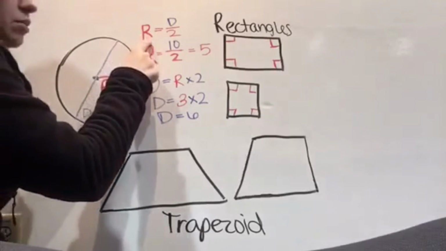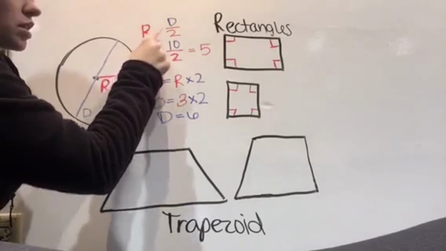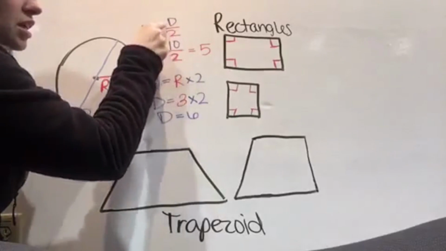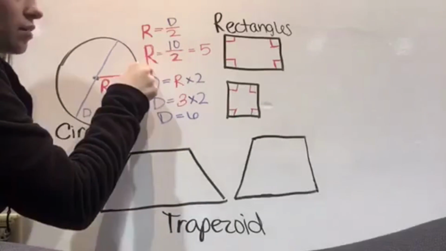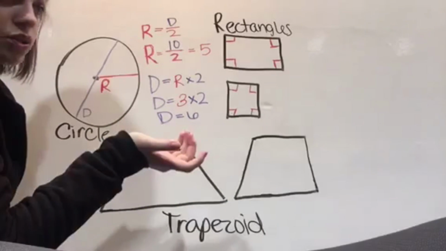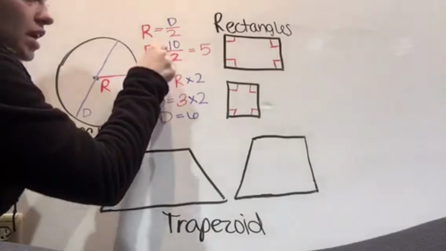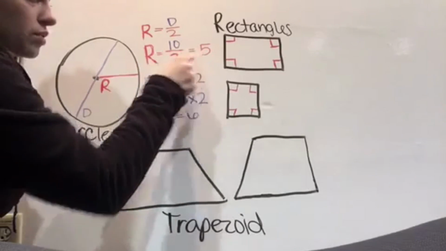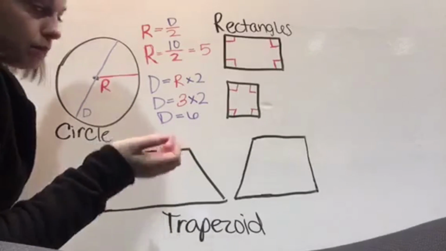If you're given the diameter and want to find the radius, you're going to plug the diameter in for d into this equation. And you're going to have, let's say in this case, the diameter equals 10. You're going to have 10 divided by 2, which equals 5. So the radius of the circle would be 5.